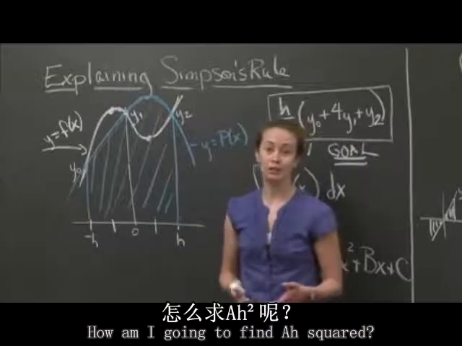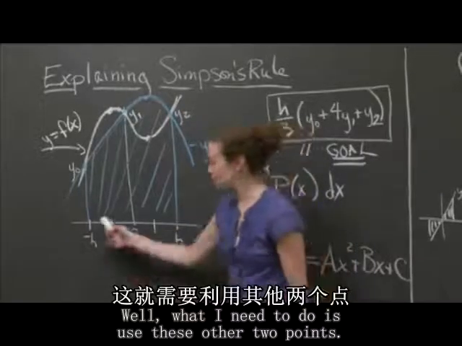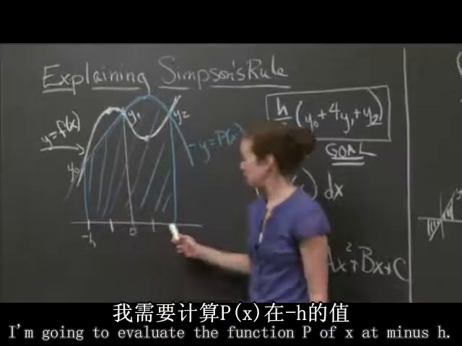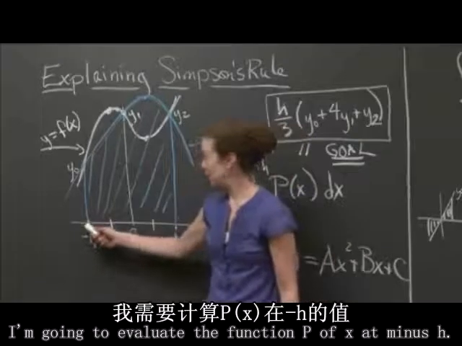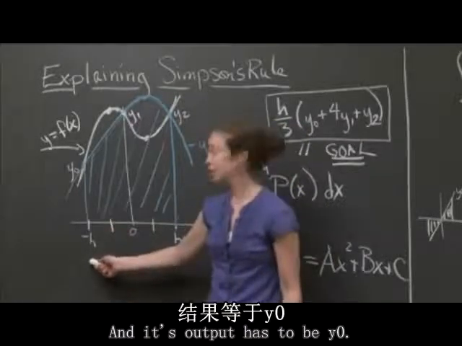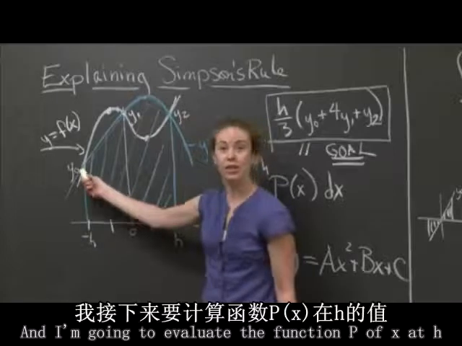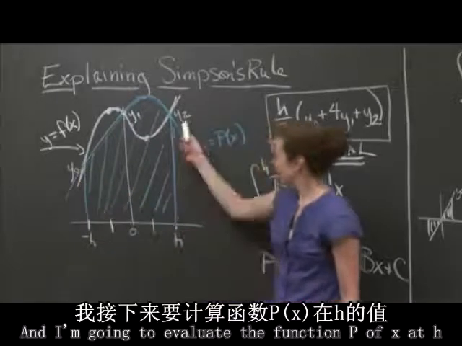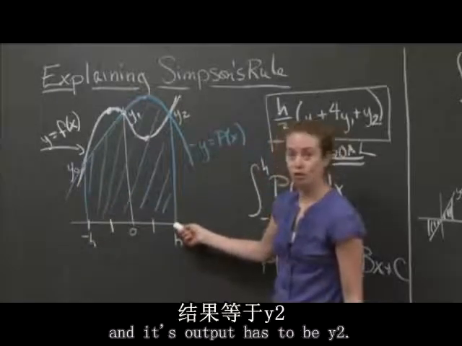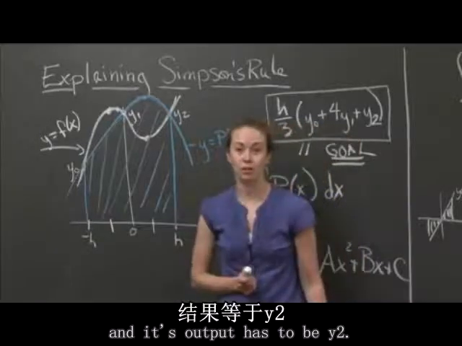How am I going to find a h squared? Well, what I need to do is use these other 2 points. I'm going to evaluate the function p of x at minus h, and its output has to be y0. And I'm going to evaluate the function p of x at h, and its output has to be y2.